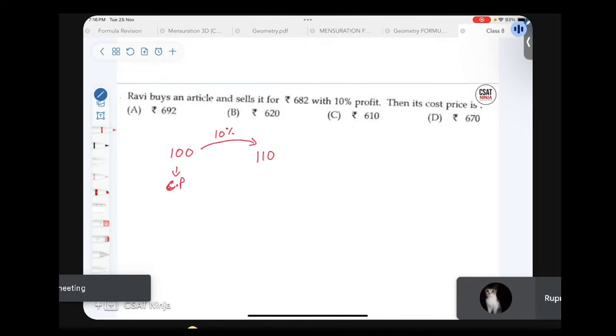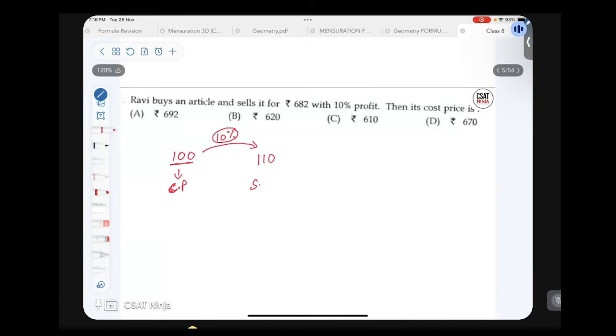Let's assume that we bought it for 100 rupees, and because of a 10% profit, you are selling at a 10% profit. That's the reason why the price now is 110. So I'll use it in terms of percentage. Earlier it was 100%. Because of a 10% increment, our selling price has become 110. So the question says this 100%, 110%, which is the selling price. Selling price is given as 682.